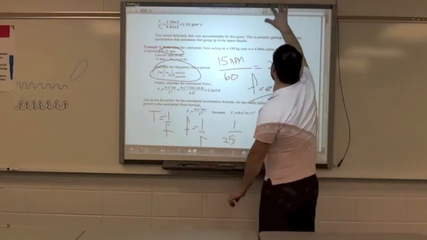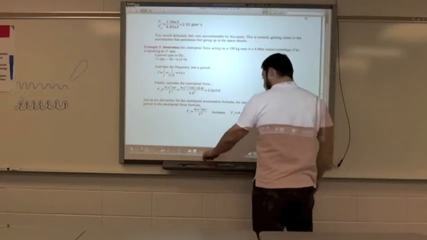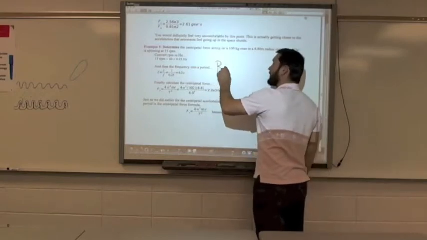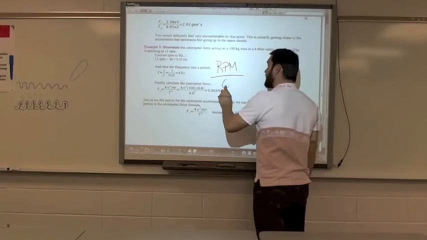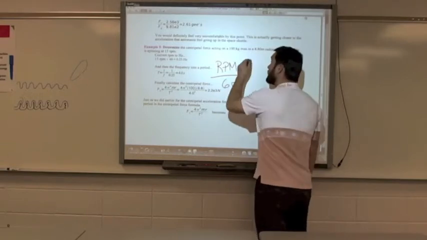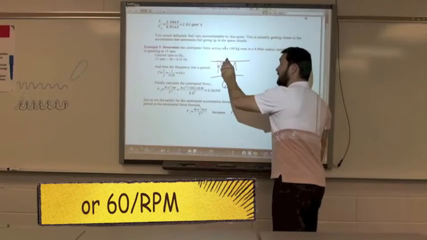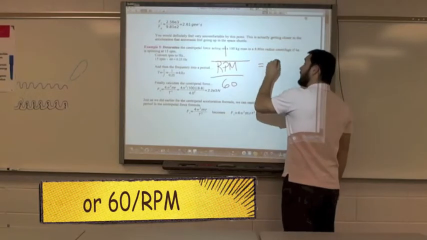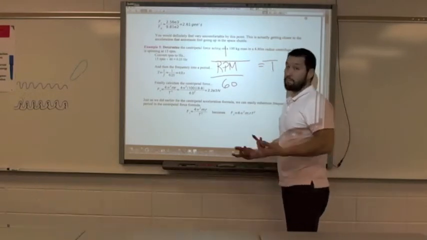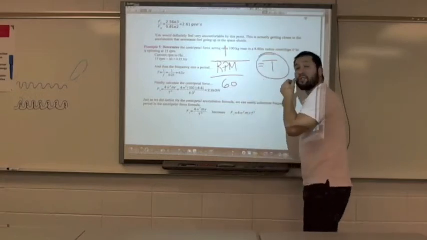So in short, if you're given RPMs, divide by 60, then divide 1 by that, and that will give you your period of rotation. And that's something that you can use in your equations.